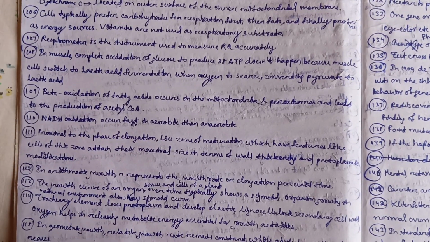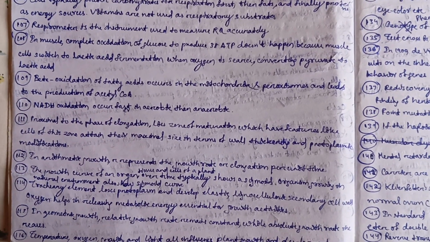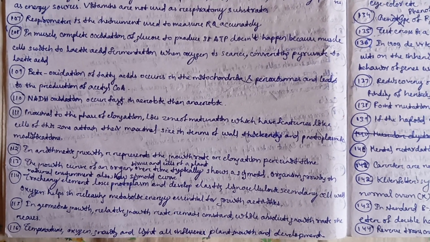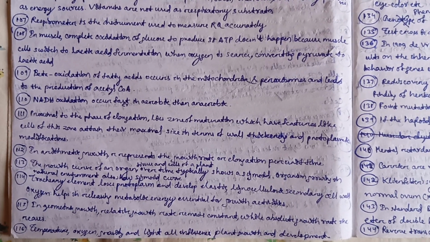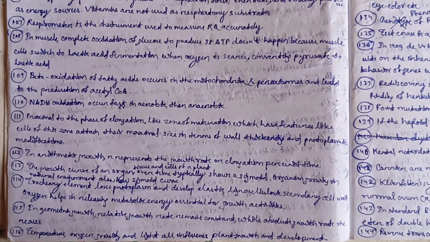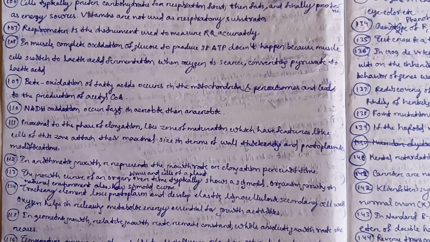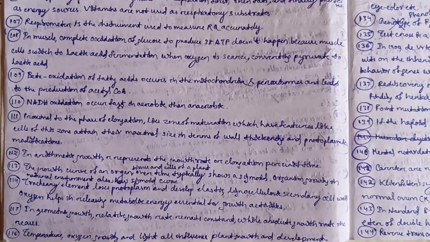In arithmetic growth, R represents the growth rate or elongation per unit time. The growth curve of an organ, tissue, and cells of a plant over time typically shows a sigmoid pattern. Organisms growing in natural environment also show a sigmoid curve.